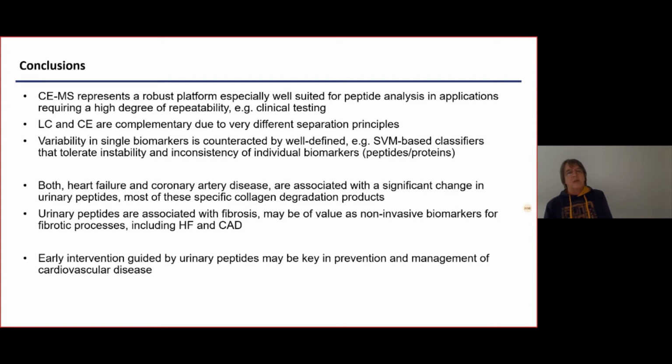Based on the data, I think it's safe to say that both heart failure and coronary artery disease are associated with significant change in urinary peptides very early, in fact, even prior to a clinical onset of the disease. And most of these are specific collagen degradation products, likely indicating fibrosis. Many of these urinary peptides are associated with fibrosis, and they may be of value as non-invasive biomarkers for fibrotic processes, and in fact, organ-specific fibrotic processes. And last but not least, I hope that early intervention guided by urinary peptides, as we're now trying to implement, may be key to prevention and management of cardiovascular disease.